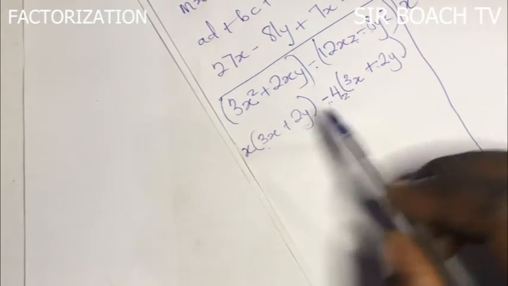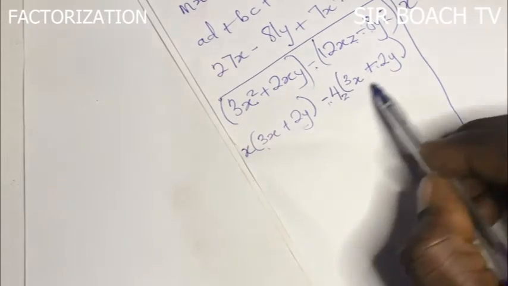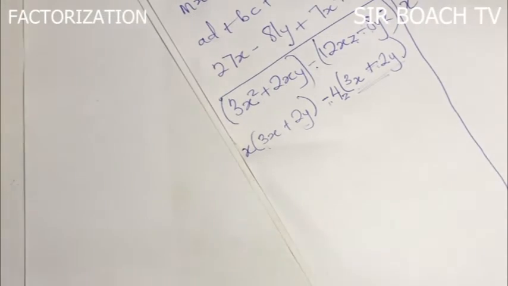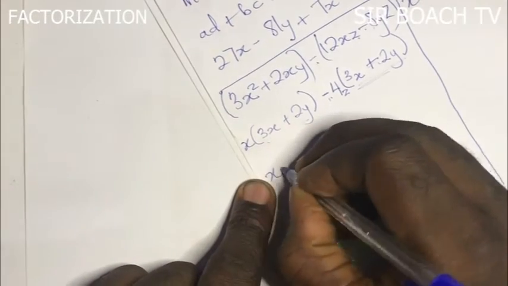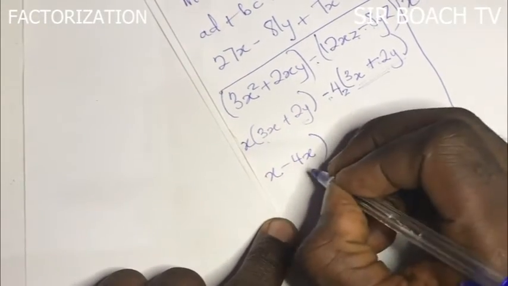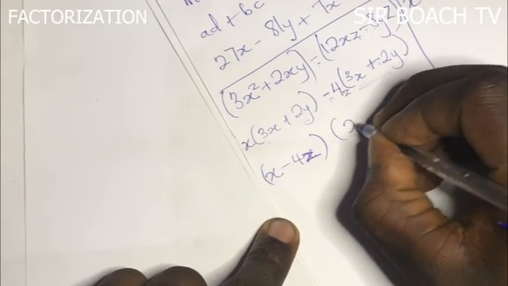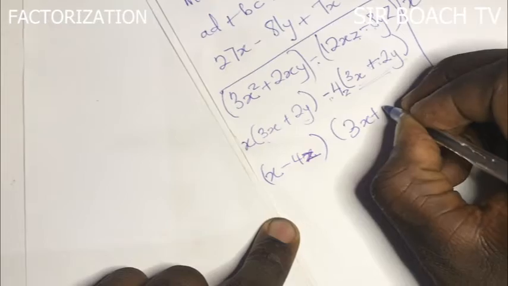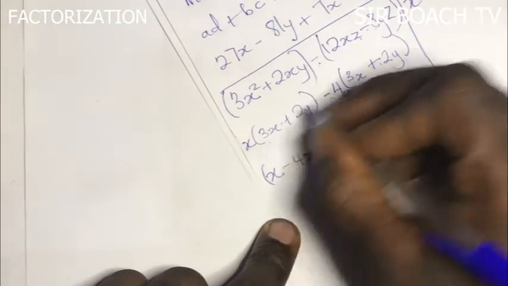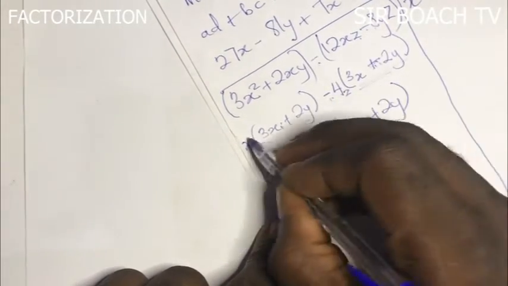You can see clearly that this one and this one are the same. So what do we do? We group them. We group the ones outside the bracket. So that's x minus 4x. Sorry, x minus 4z. Then another bracket, 3x plus 2y. So we bring one of this bracket out and we group this, and this is also another bracket.